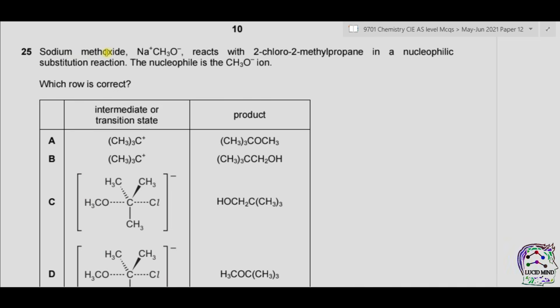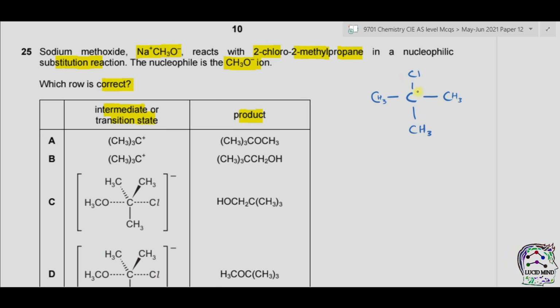Question 25. Sodium methoxide NaCH3O reacts with 2-chloro-2-methylpropane in a nucleophilic substitution reaction. The nucleophile is CH3O negative ion. Which row is correct? First we have to find the intermediate or transition state, then we have to find the product. 2-chloro-2-methylpropane is like this. We have propane as it is a 3 carbon long chain. On second carbon we have chloro, we also have a methyl group.